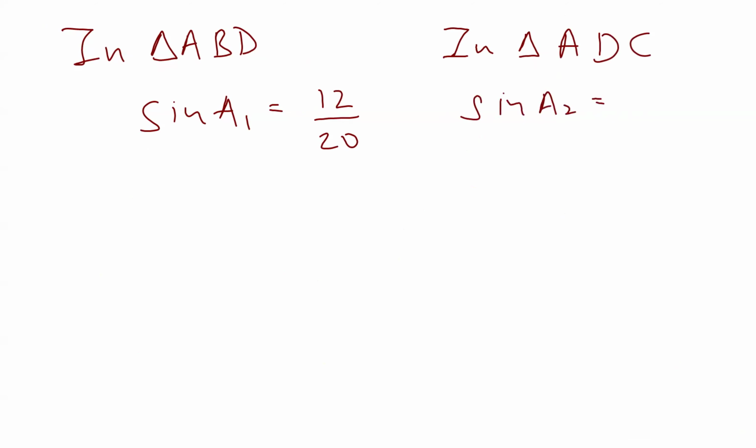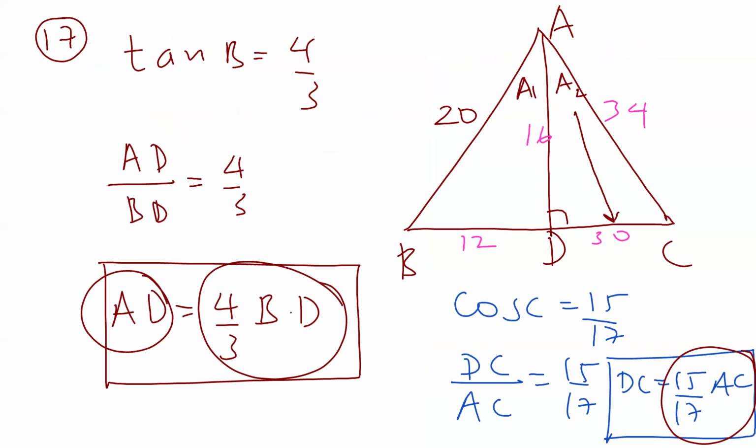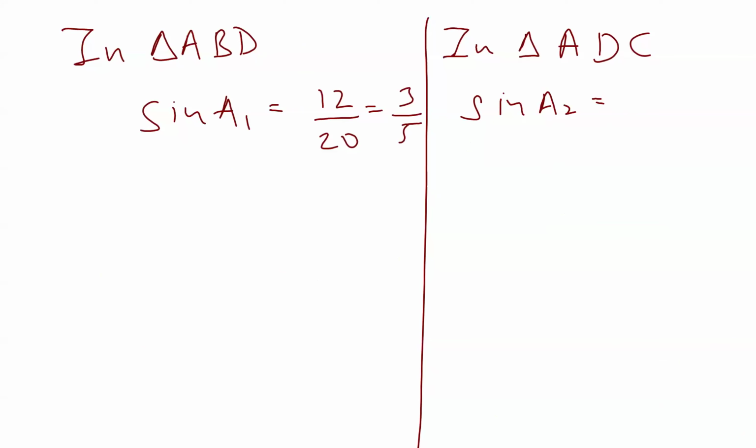What is sine A2? Basically, if I just reduce this, in triangle ADC, sine A2 will be opposite, that is 30, upon hypotenuse, that is 34. So this is 30 upon 34, 15 by 17.